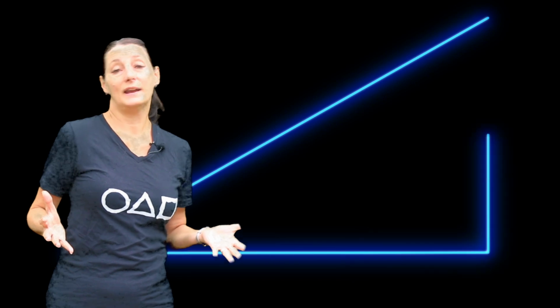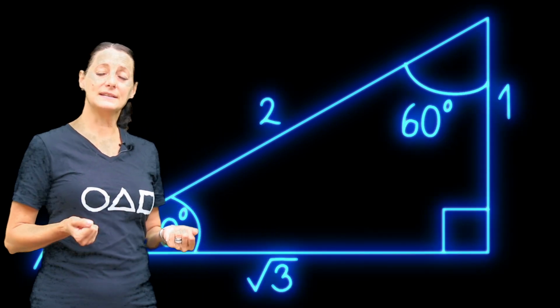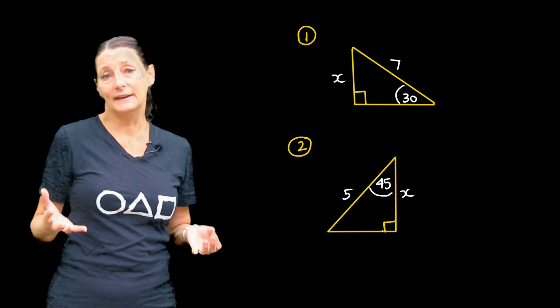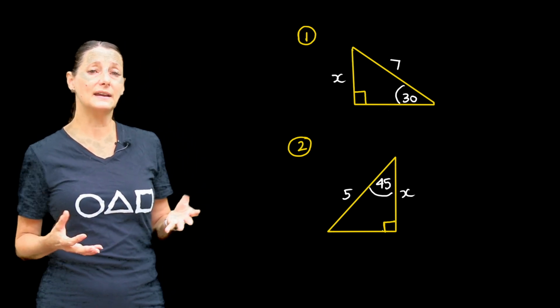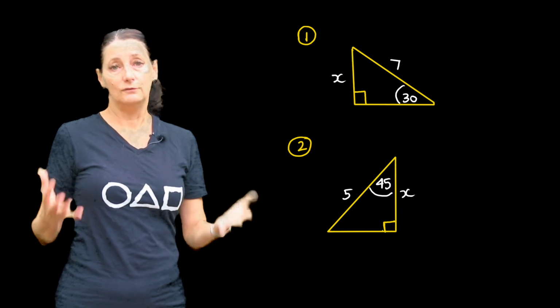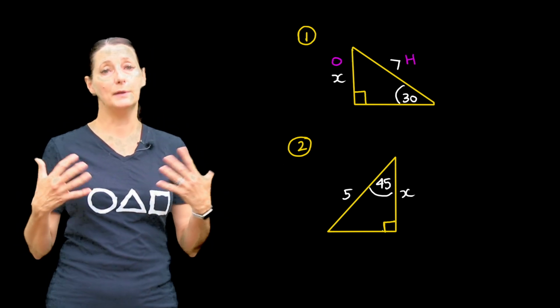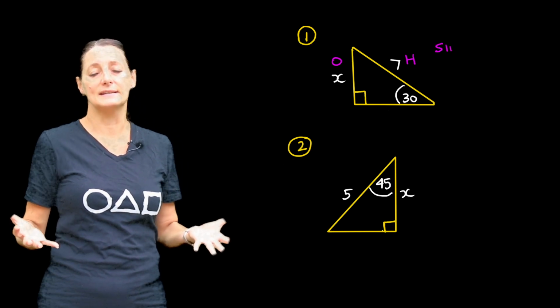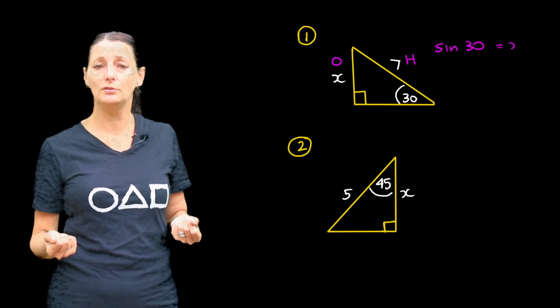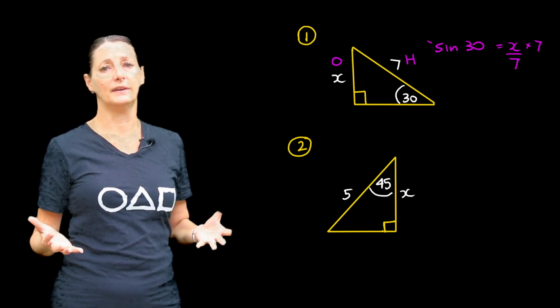Why don't we have a look at a couple of examples where we use these exact ratios. This first example is a right angle triangle. I've got an angle of 30 degrees, a height of x, and my hypotenuse is 7. We've done this before. Right angle triangles, label our triangle, what trig ratio am I using, and apply it. Well, this is obviously sine. I've got the opposite and I've got the hypotenuse. So I'm going to set my equation up. Sine 30 equals x over 7.